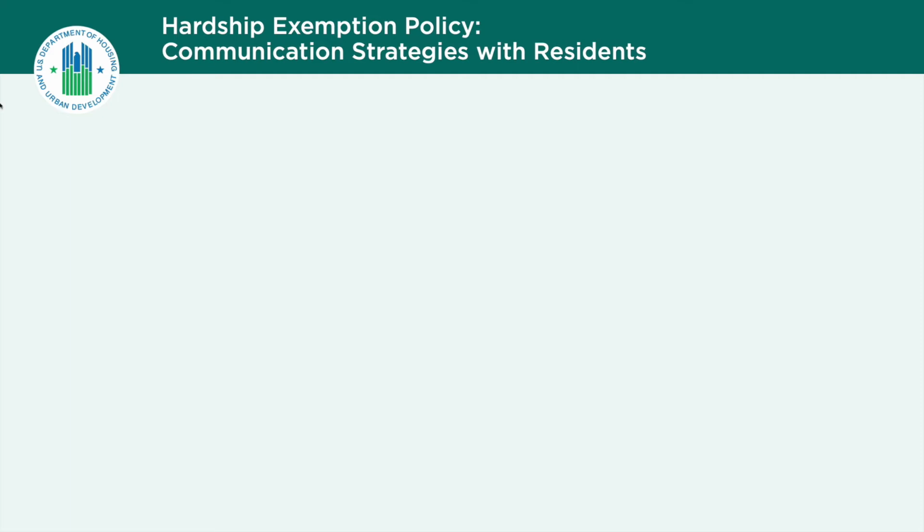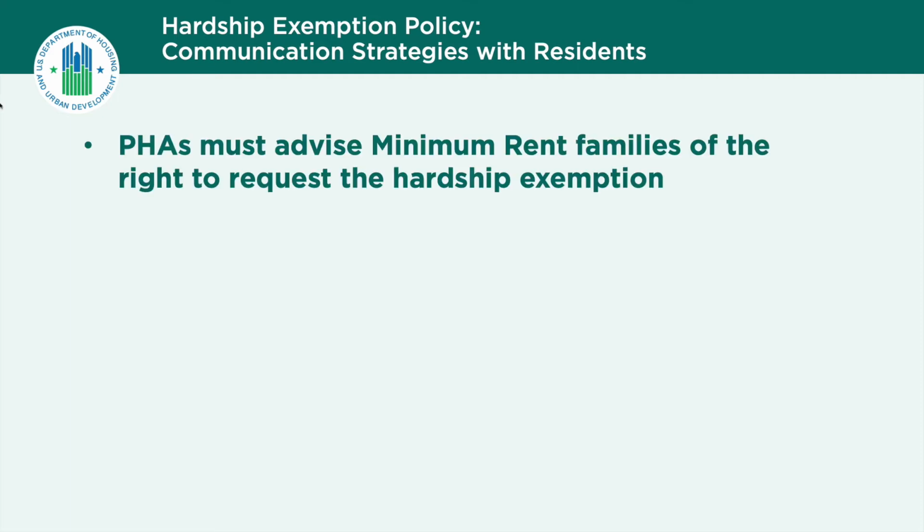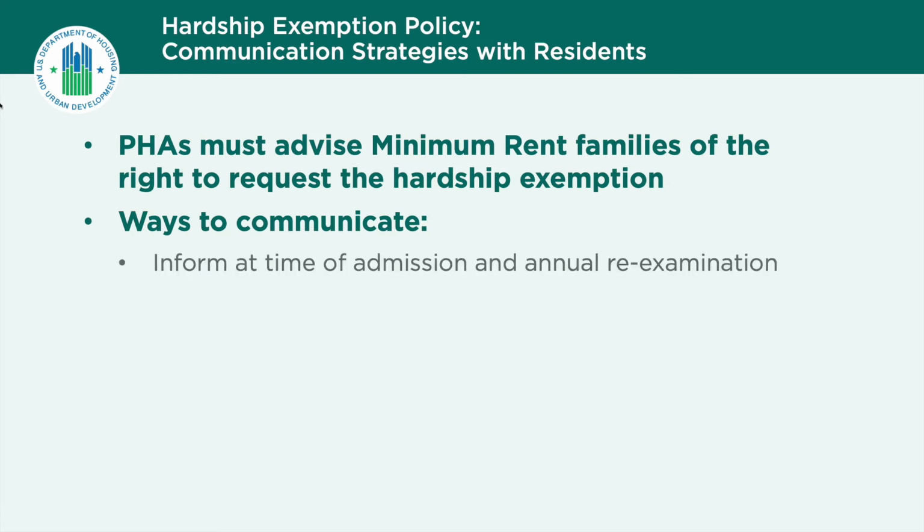There are a variety of strategies PHAs can use to communicate the availability of a hardship exemption from the minimum rent to residents, including but not limited to including information about the hardship exemption at the time of admission and annual reexamination. By sharing information about the policy, the PHA can be sure they are providing the information several times during the tenancy. The information can be included as a one-page FAQ regarding the hardship exemption or as a checklist the family can use to determine if they qualify and which steps they will need to take to request the exemption.